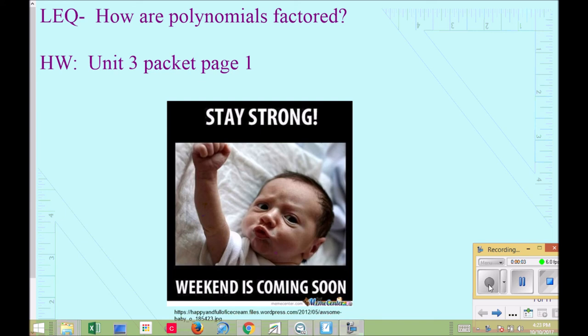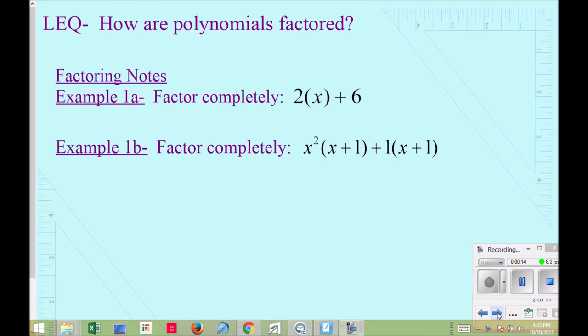Okay, so this is lesson 2 for unit 3. So we'll get started here with some notes. Okay, so go ahead and copy those into your notebook.